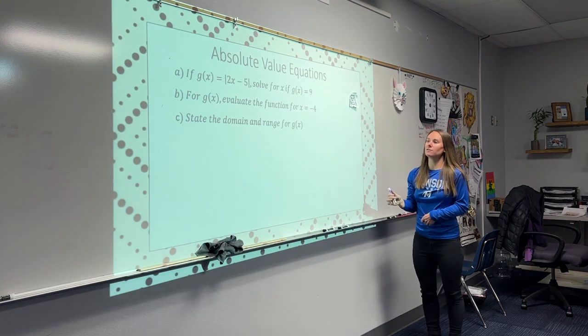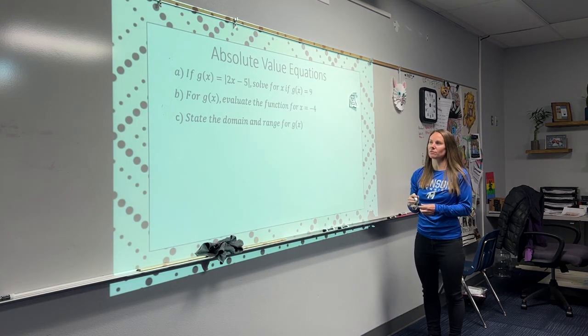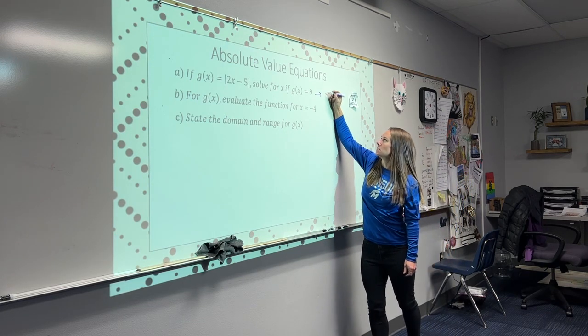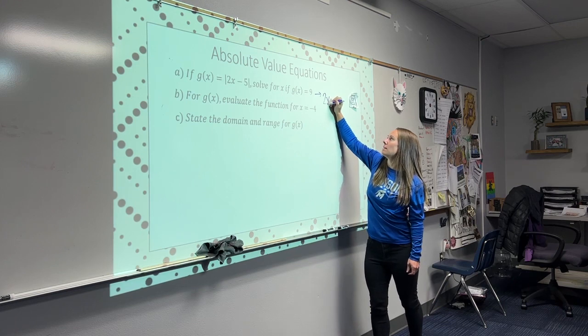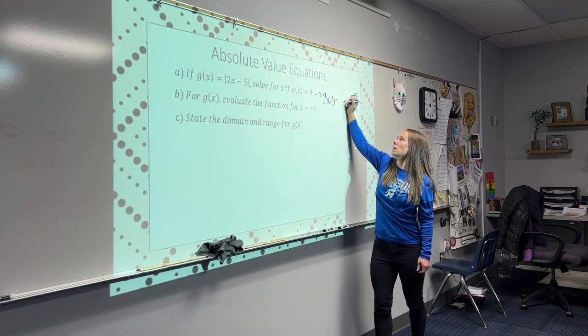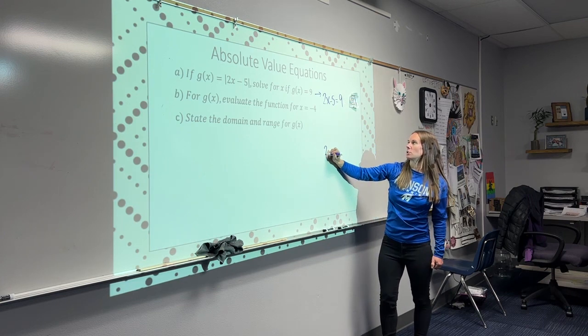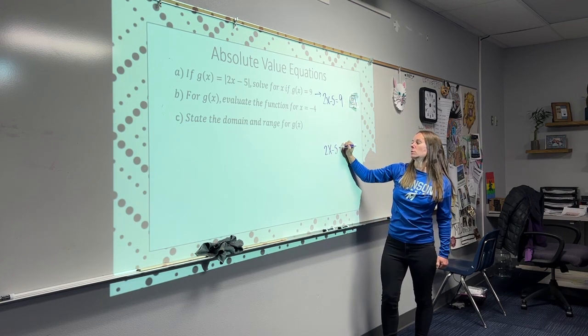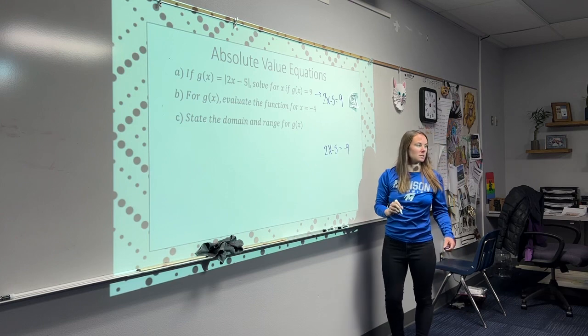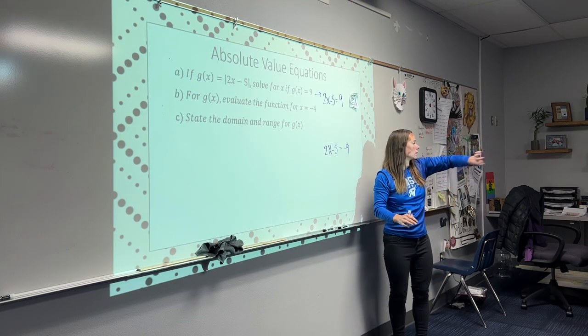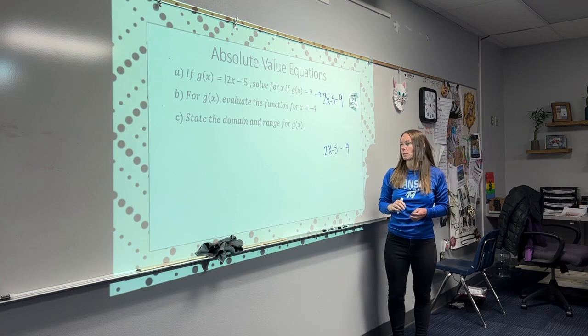Alright, if g of x equals the absolute value of 2x minus 5, solve for x if g of x equals 9. So my first task is to set 2x minus 5 equal to what? 9. And then I set 2x minus 5 equal to negative 9. Can you guys quickly solve that for me? Let's go, Courtney and over, solve the top. You guys on this side solve the bottom for me.